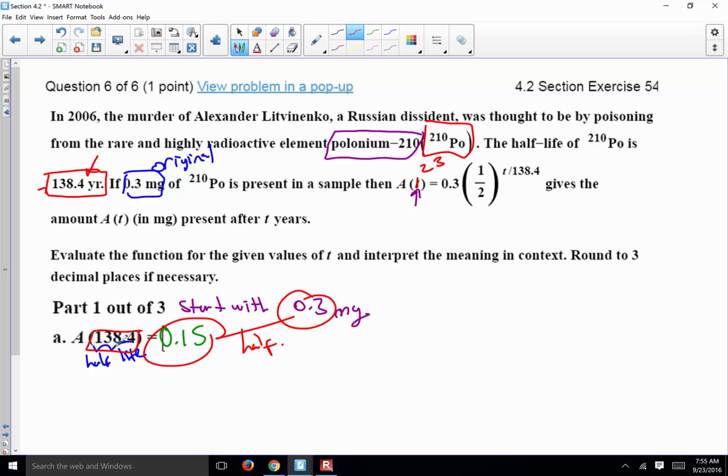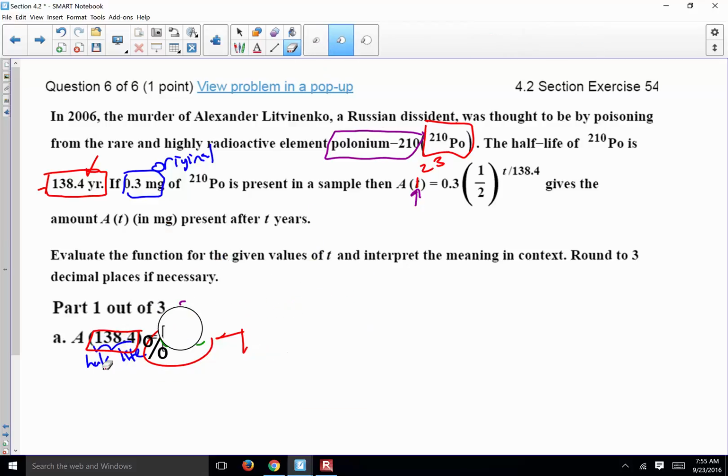Because 138.4 is the duration you need to wait to get exactly half the quantity. Right? It says here, half-life is 138.4 years. You wait this long, you get half of the initial amount, and they have provided us 0.3 milligram. Then, if you waited already one half-life term, it's going to drop to half, 0.15. Okay? That's my answer by just reasoning.